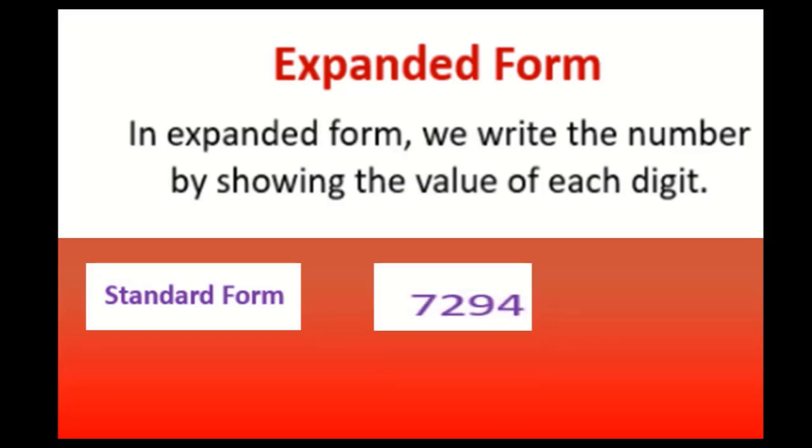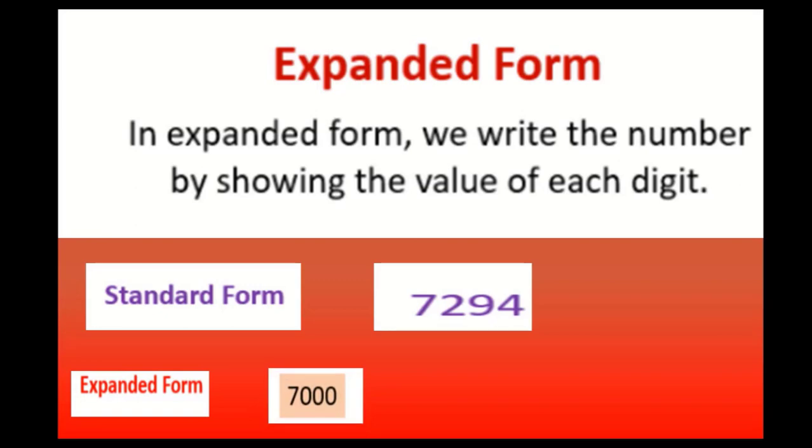Dear students, here we have a number 7294. That is a common way to write the number. That is also called standard form. Now we will write the place value of each digit, then we put the addition sign. Here 7 is at 1000 place, so the place value of 7 is 7000. Then we put the sign of addition. Now the place value of 2 is 200.